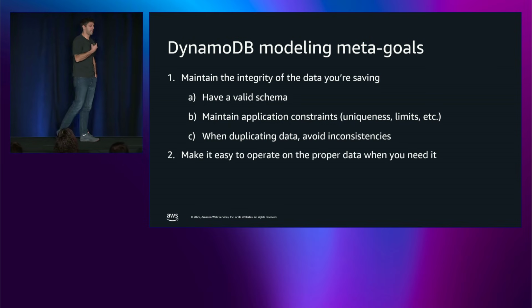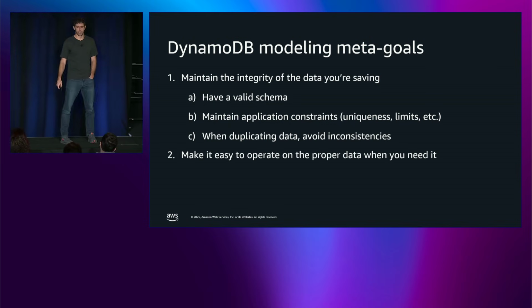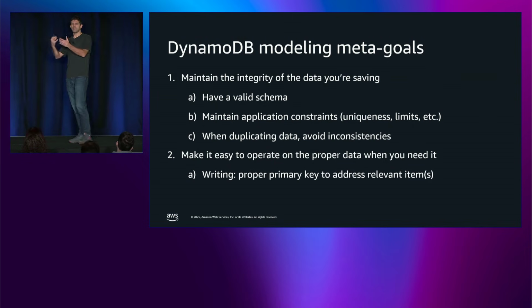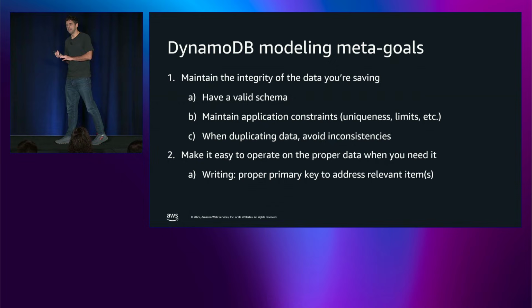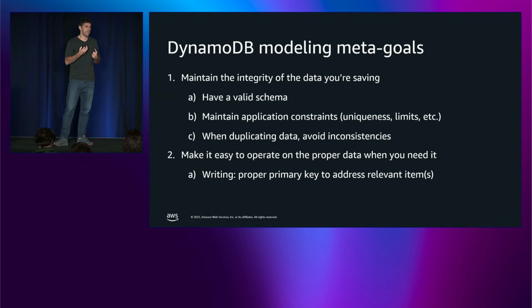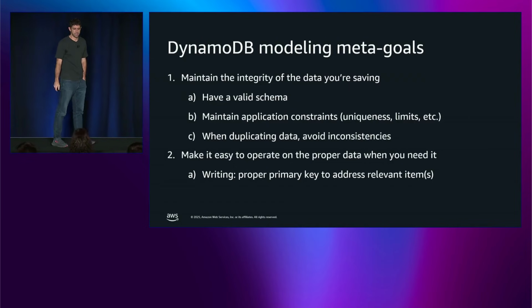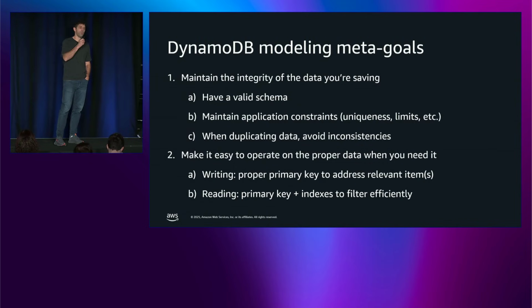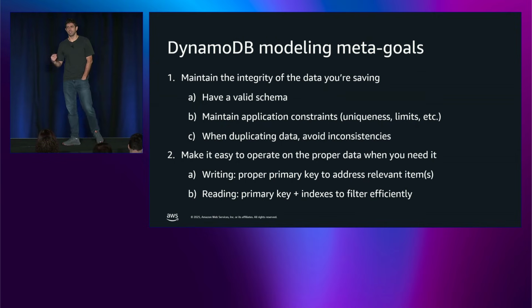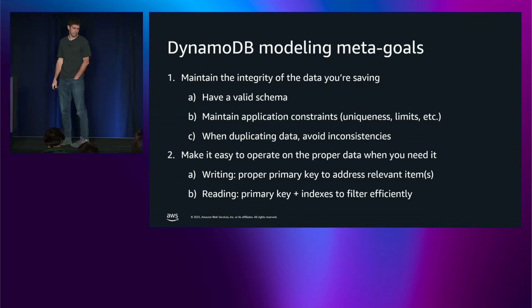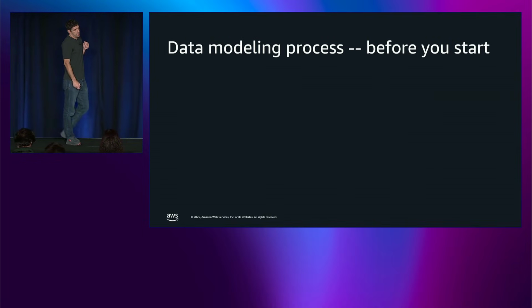And then you also want to think, how do I make it easy to operate on the right data when I need it? That's where our primary keys are coming in, right? If we're writing, think, what's my proper primary key to maintain uniqueness? What's the proper context? How do I canonically identify a record that I'm always going to have available that I can use to address that relevant item for a write? And when I'm reading, what's the primary key structure? What are the indexes I need to filter down efficiently rather than significantly overreading and filtering after the fact? So those are some meta goals we'll keep in mind as we look throughout this.